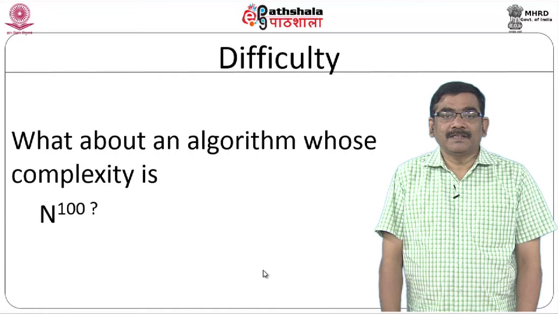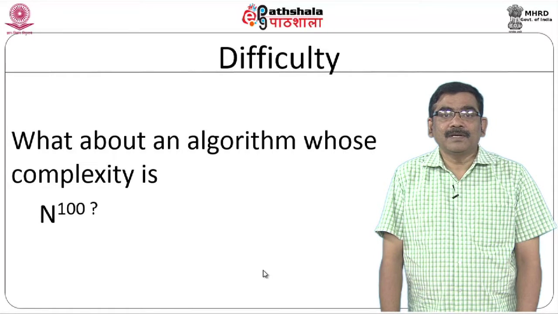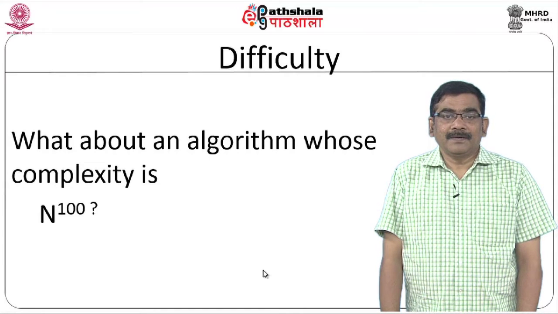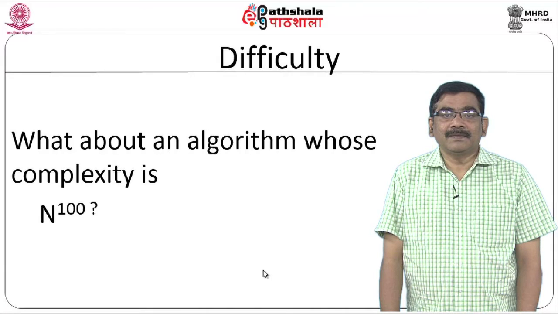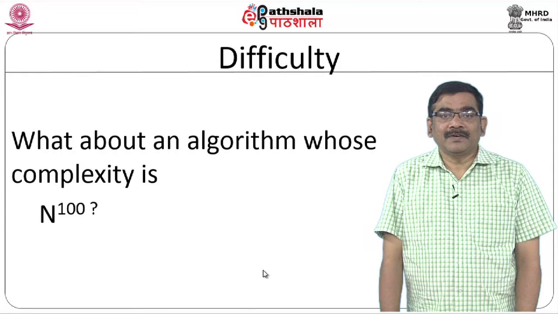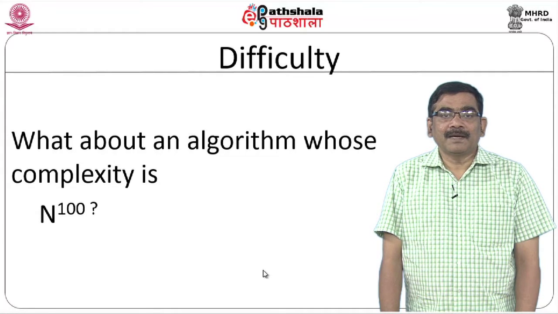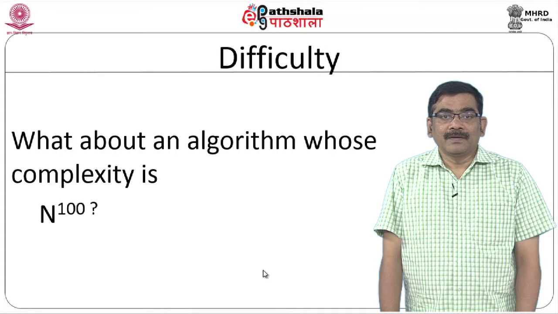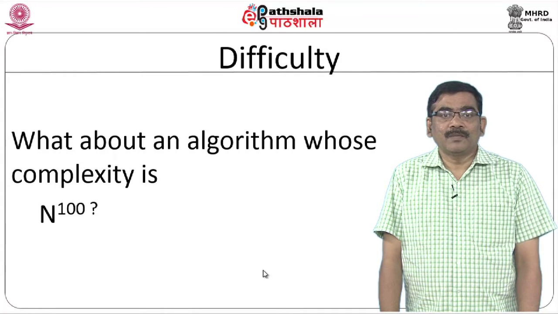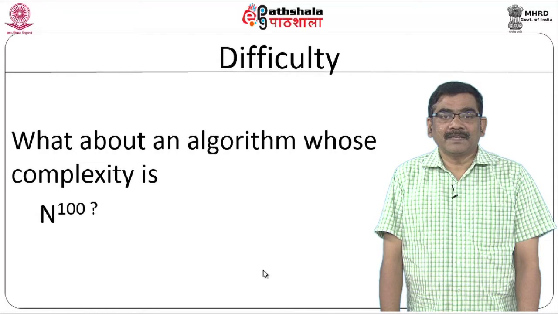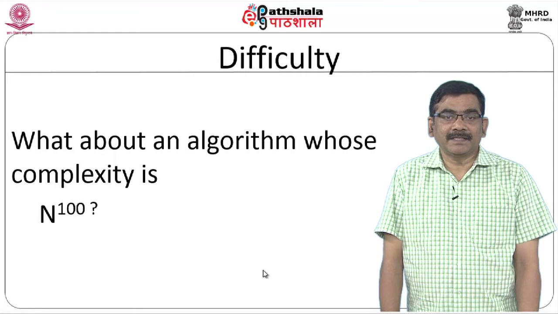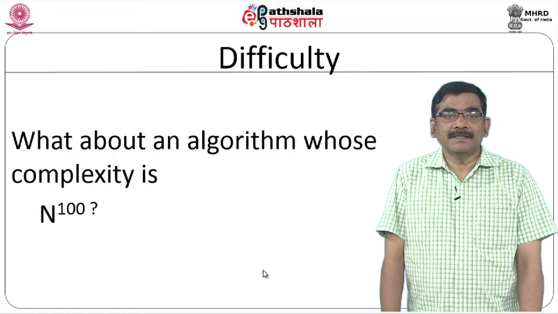But what is the justification for this strategy? Fortunately, most of the algorithms we encounter do not have a large degree. In other words, the degree of most of the polynomials we encounter does not exceed 3. Therefore, we can conclude that this strategy is very effective, because order of n power 100 algorithms are so rare and hence can be conveniently ignored. So, in short, for most algorithms, this classification of efficiency and inefficiency based on polynomial time is highly relevant.